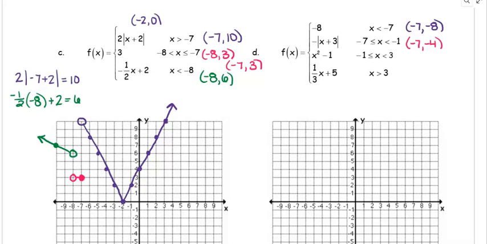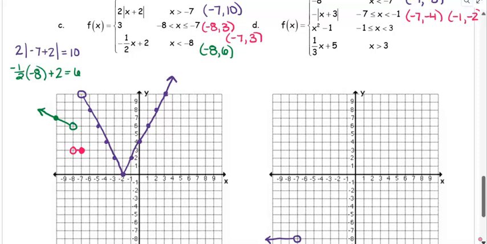And then I'm going to plug in -1. Negative 1 plus 3 is going to give me 2. Absolute value of 2 is 2, and then the negative of 2 will give me negative 2. So I am starting at negative 7, negative 4. That is going to be a closed dot. And I am ending at negative 1, negative 2, which is going to be an open dot.